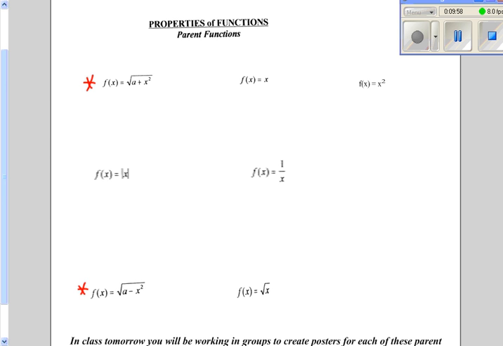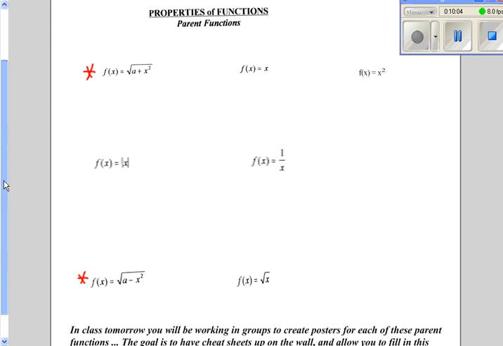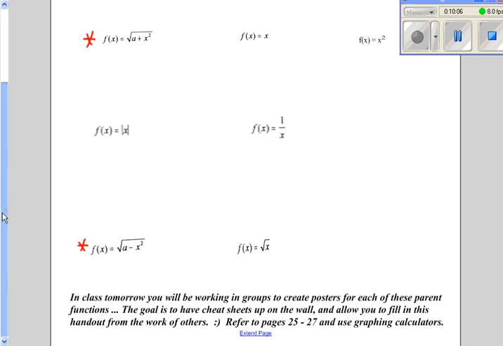They could be very interesting and very helpful. You're going to be working with partners in class tomorrow to create posters for one of these functions. We're going to share them all, use them as cheat sheets, and allow you to fill in this page in entirety. Good reference pages are 25 to 27. I would, however, like to do one of these with you, just so you know exactly what we're looking for.